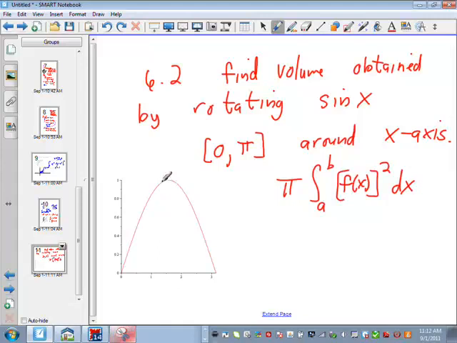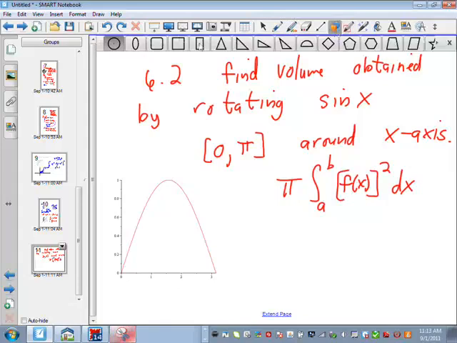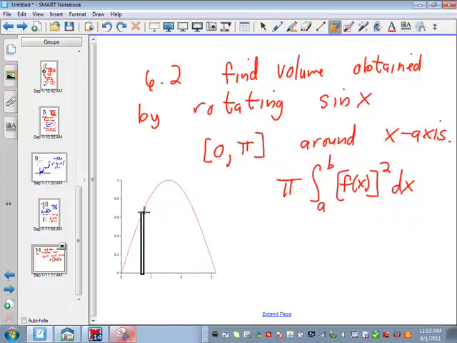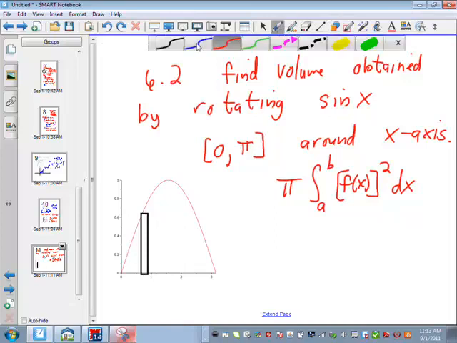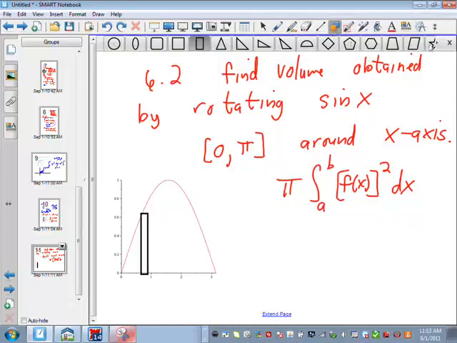And the way that we get that again is we take a rectangle. Now I have some options here, right? To actually draw reasonable rectangles. So we take that rectangle here, rotate it around the x-axis. That's going to give us a disk. And let's see if I can get out of drawing this disk. I don't think so.